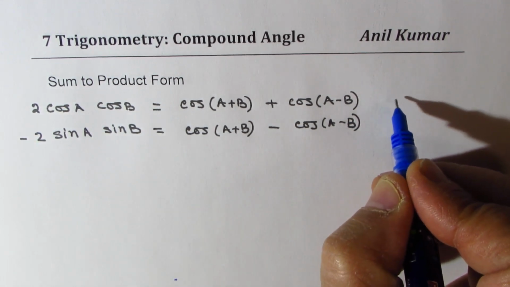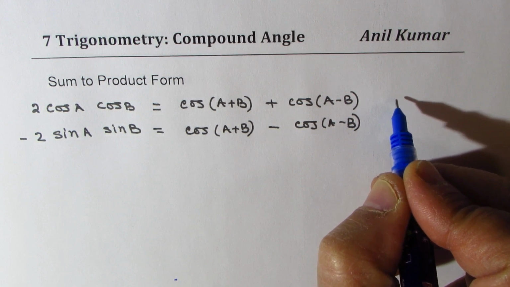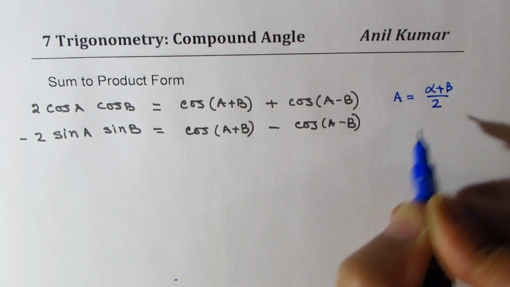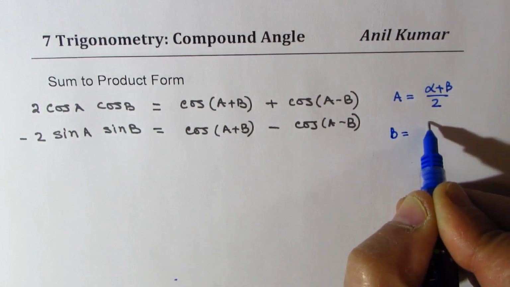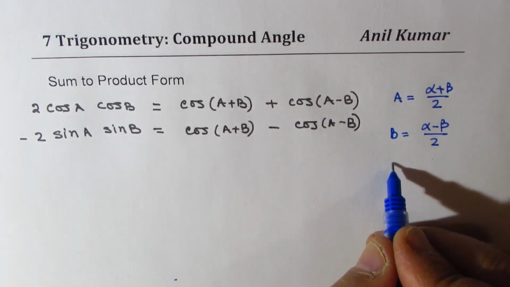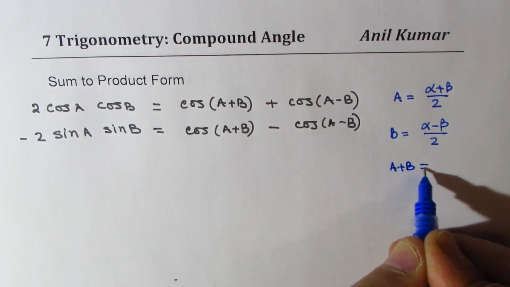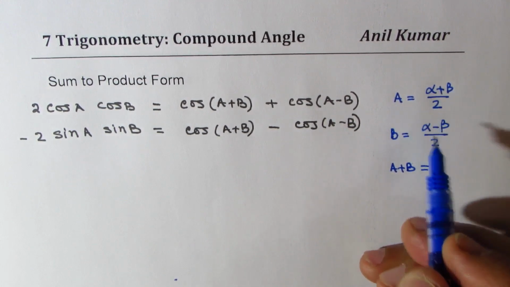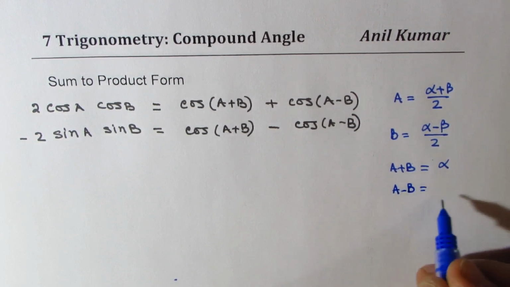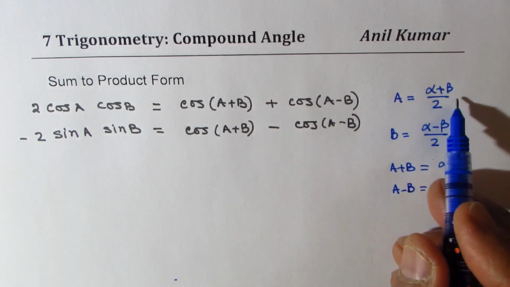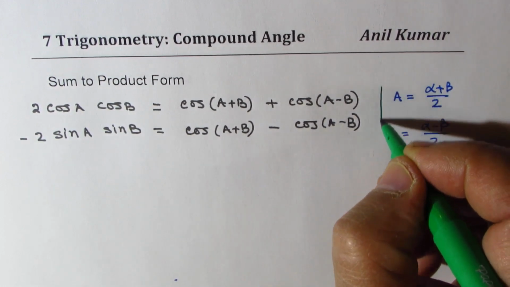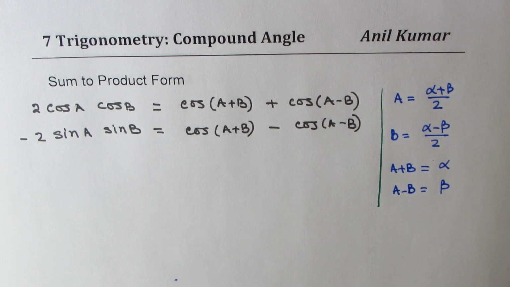That is, we'll write A as (alpha plus beta) by 2. We'll write B as (alpha minus beta) by 2. So what is A plus B for us? When you add these two, we get just alpha. And A minus B will be beta for us, right? So when you take away, we get 2 beta divided by 2. So these are the substitutions which we are going to do in our formula.